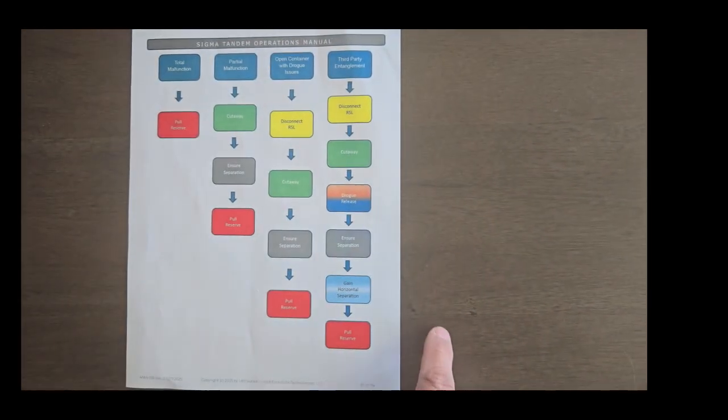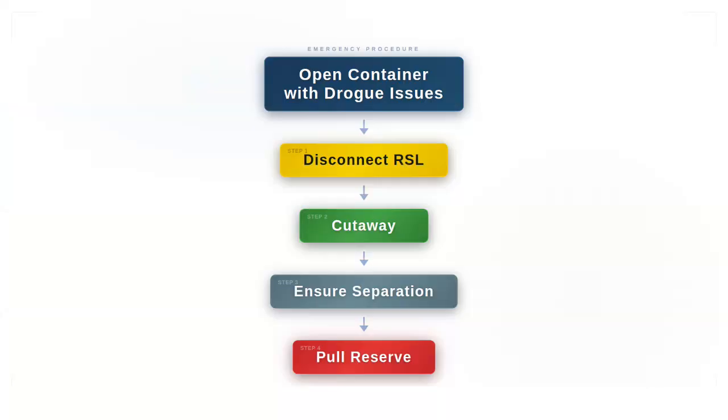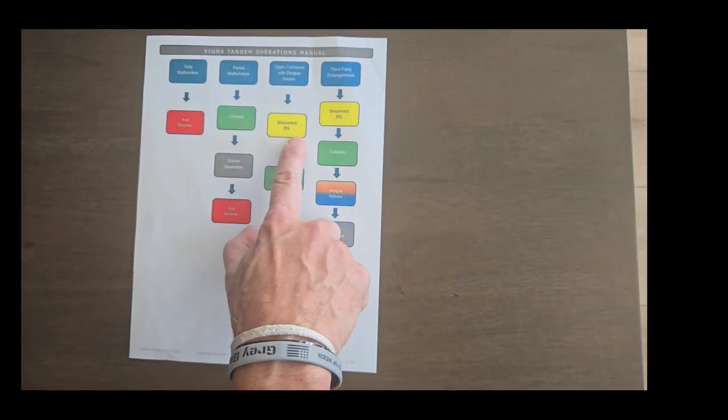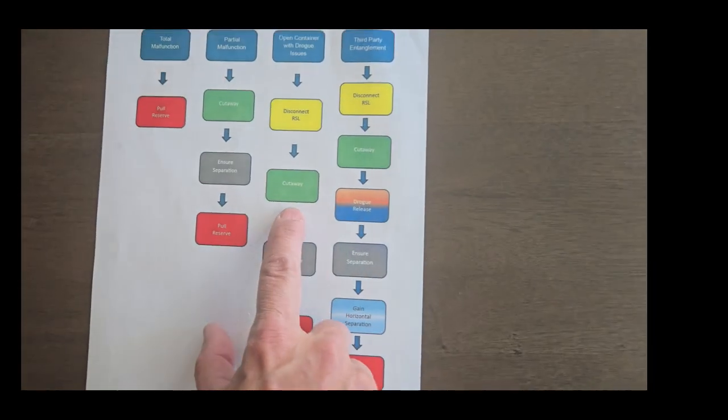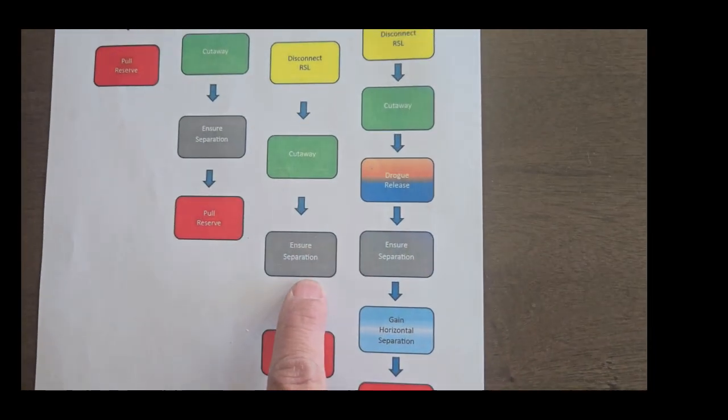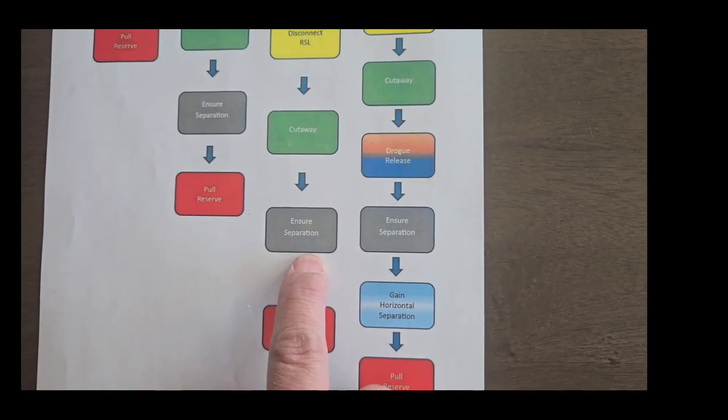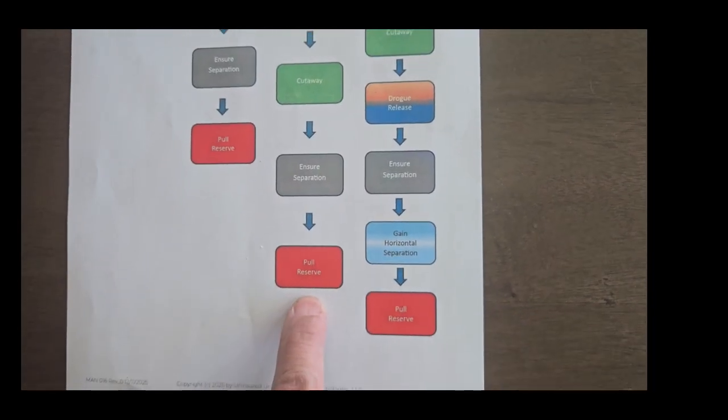An open container with drogue issues occurs when the main container has been opened, so both safety and main pin have been pulled, but the drogue is, for one reason or another, not extracting the main parachute. In this case, we're going to disconnect the RSL, we're going to cut away. Again, we're going to ensure that the main risers are separated, and finally we're going to pull our reserve.